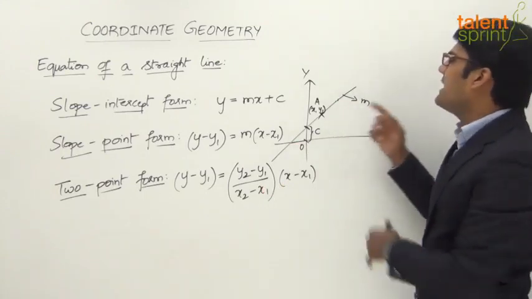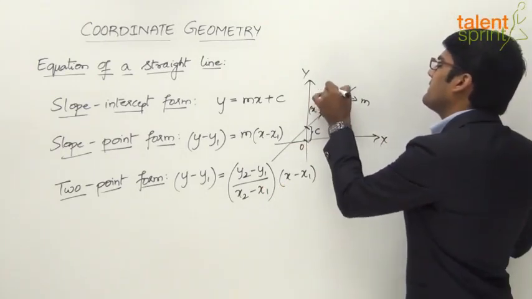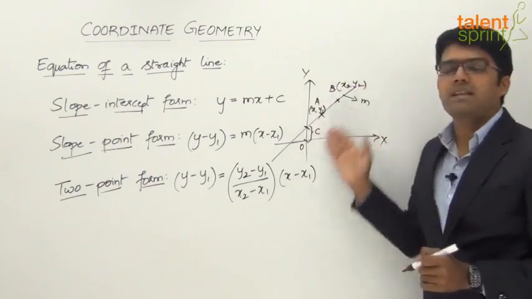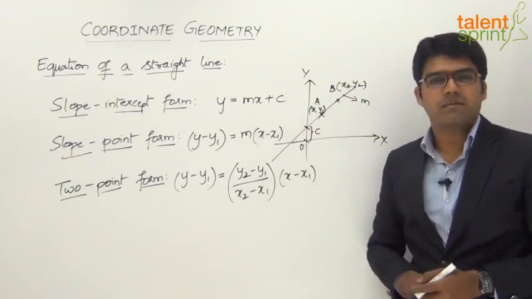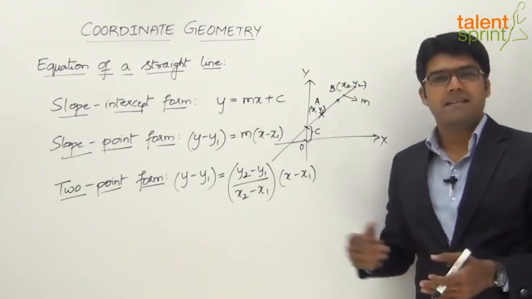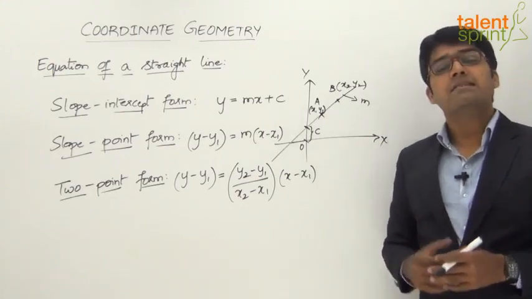Right? So one point and some other point. Let's say this point is B. The coordinates are x2 and y2. So we can take the equation of the line as given here, y minus y1 equals y2 minus y1 by x2 minus x1 into x minus x1. Next comes the intercept form.